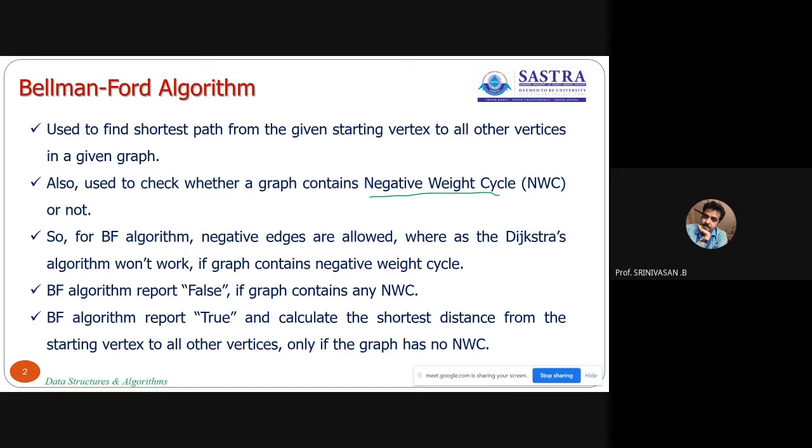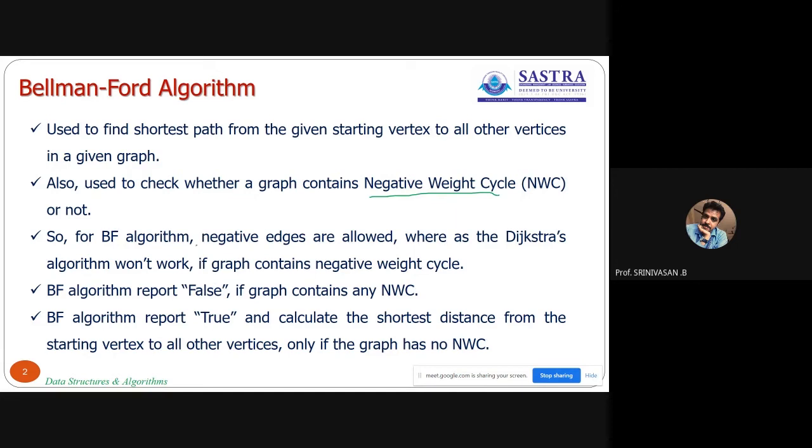So the Bellman Ford algorithm will be used in some other algorithms to check whether the shortest path algorithm can be applied or not. For example, Johnson's algorithm, which is not in your syllabus. Johnson's algorithm is actually an all-pairs shortest path algorithm. We have only the applied version that we discussed. In Johnson's algorithm, they use the Bellman Ford algorithm to verify whether a negative weight cycle exists or not.